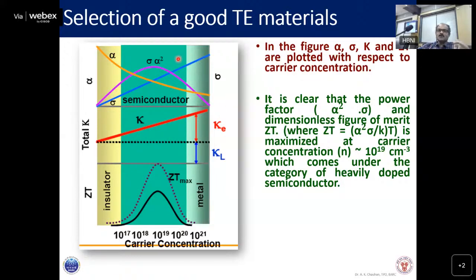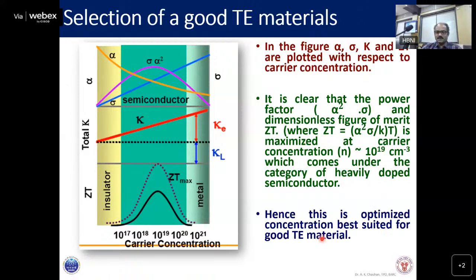Now the numerator part is alpha square sigma. If you multiply this by this, you get a curve like this. And this curve you need to divide by K, and multiply by T, to get the ZT value. By doing this, you will see the ZT follows a path like this. So the ZT value with respect to carrier concentration is maximum at nearly 10 to the power 19 per centimeter cube. That is the optimized carrier concentration.